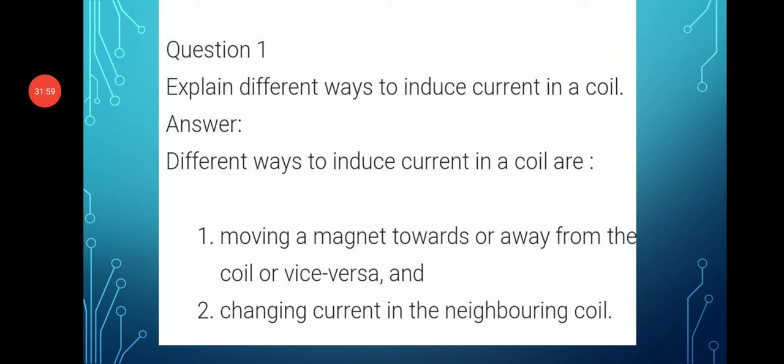The first one: explain different ways to induce current in a coil. The answer is moving a magnet towards or away from the coil or vice versa, and changing current in the neighboring coil. In these two ways we can induce current in a coil. In the first activity we saw the movement of the magnet, and in the second case we saw that changing current in the primary coil induces current in the secondary coil. These are the two ways to induce current in the coil.